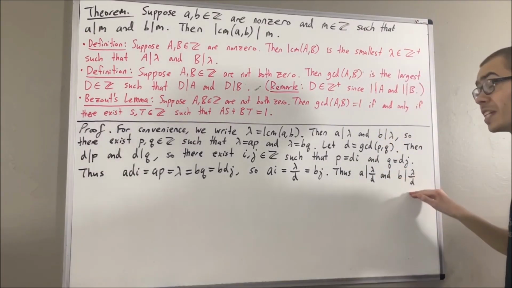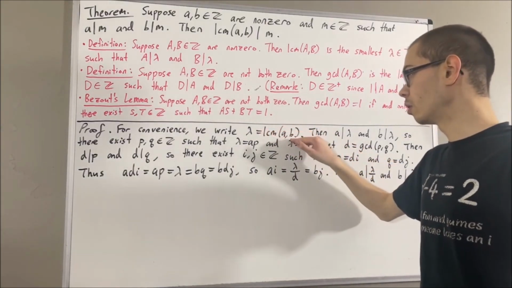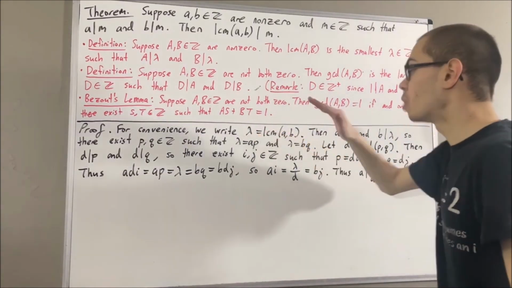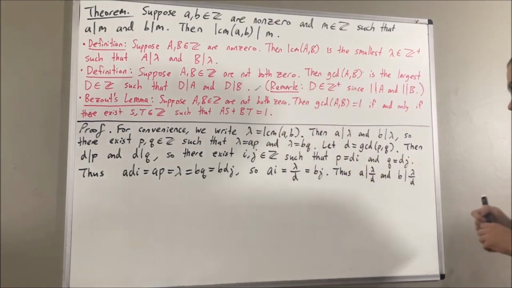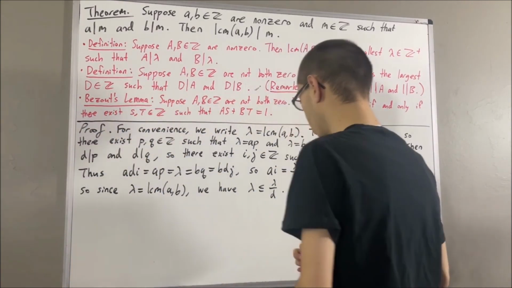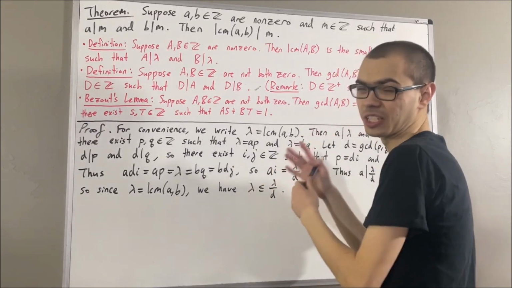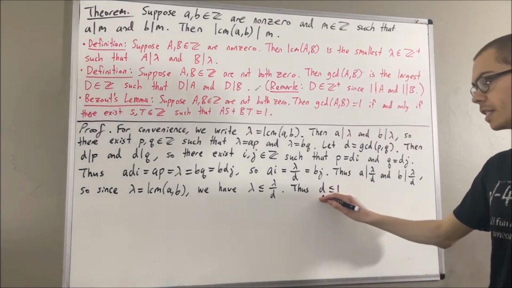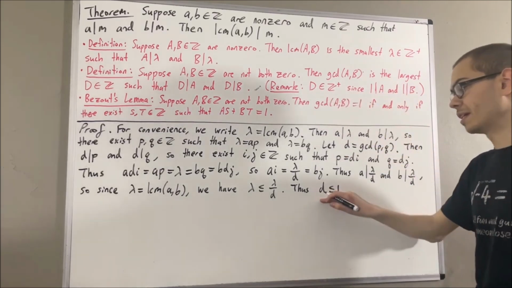In other words, lambda over d is a common multiple of a and b. But since lambda is the least common multiple of a and b, well then lambda must be less than or equal to lambda over d, right? Lambda is the smallest positive integer which has this property. So lambda must be less than or equal to lambda over d. And then multiplying d to the other side, dividing lambda on both sides, we get d is less than or equal to 1. However, we know that d is greater than or equal to 1, right? Because greatest common divisor is a positive integer. So d must be equal to 1.